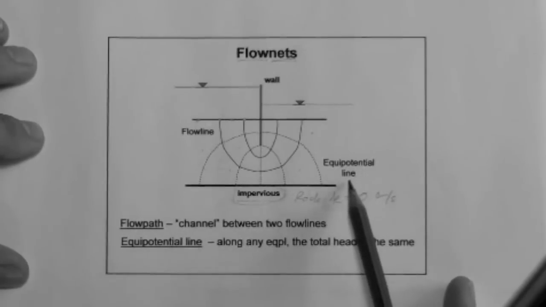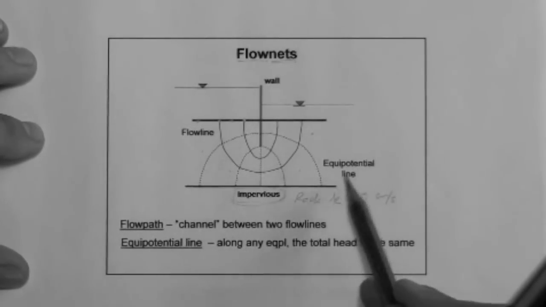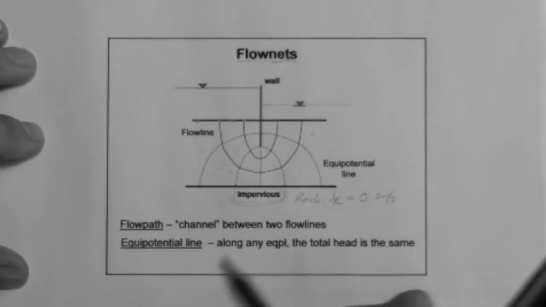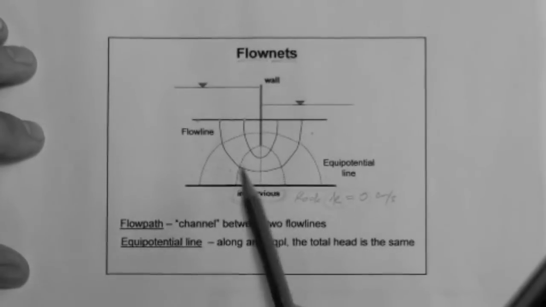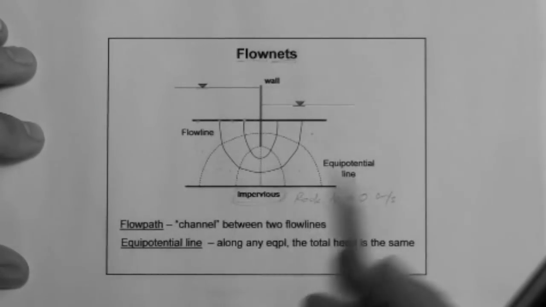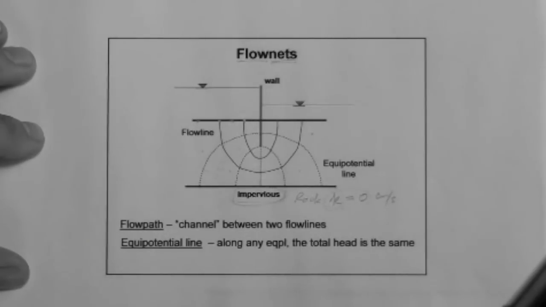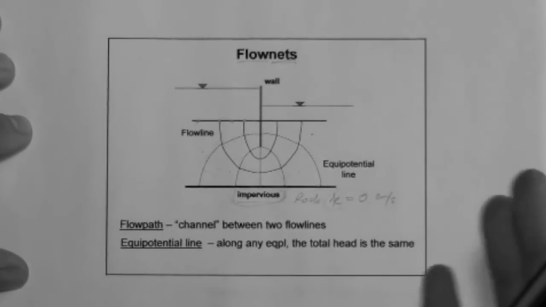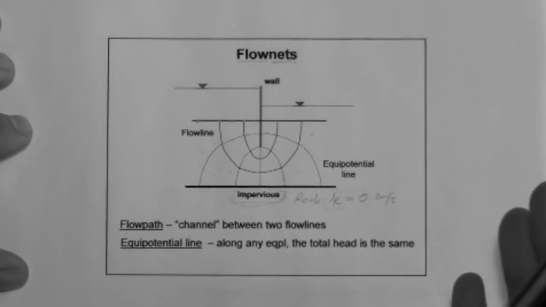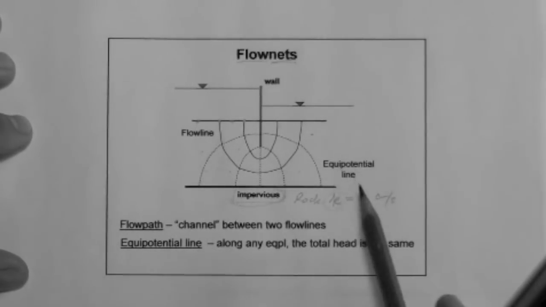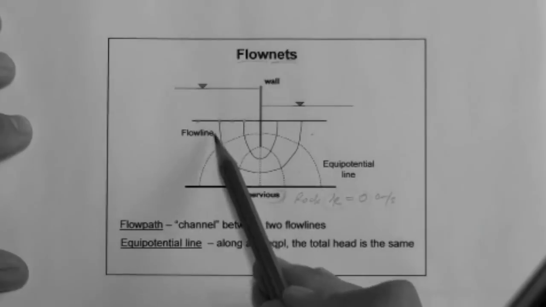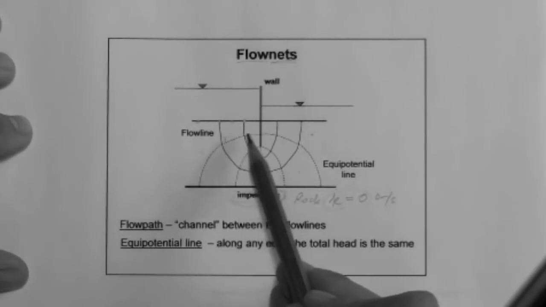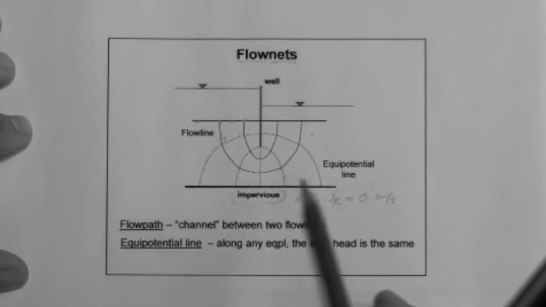The equipotential lines, they are really curves, are lines or curves along which the total head is the same. Okay? So here I typically ask the students, how many equipotential lines do we have? I also tell them beforehand that equipotential lines cross flow lines at 90 degrees. Okay? There are intersections between flow lines and equipotential lines.